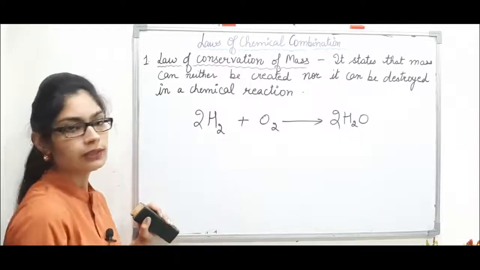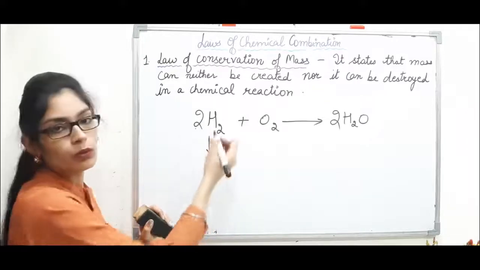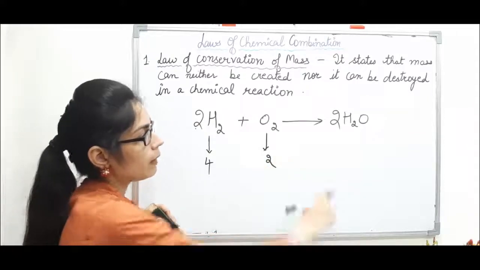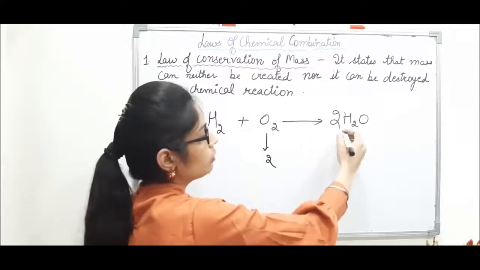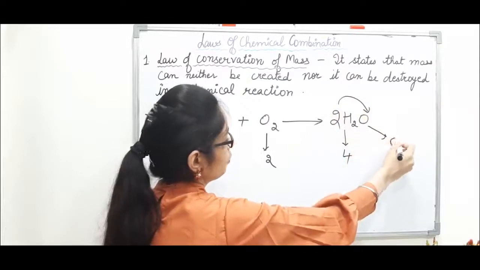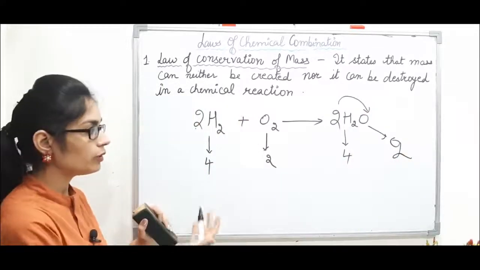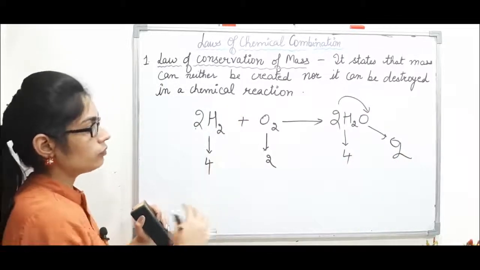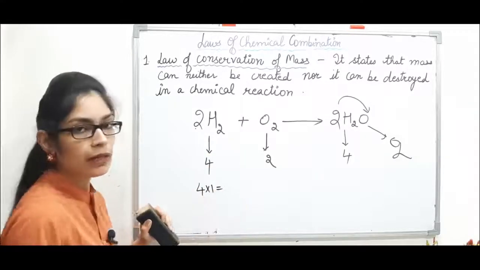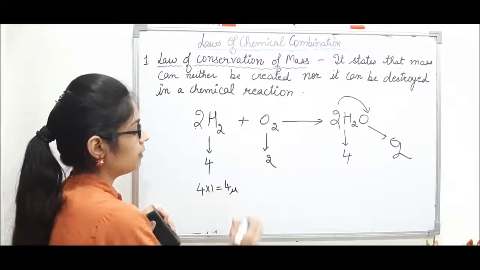Number of atoms: you can see the number of hydrogen atoms is 4, because 2 into 2 is 4. Number of oxygen atoms, 2 here. Number of atoms of hydrogen, again 4, and number of atoms of oxygen is 2. You can see the number of atoms is the same on both the sides. So you can check the mass also. Mass of 4 atoms of hydrogen will be 4 into 1, because mass of 1 atom of hydrogen is 1 U. So 4 into 1 will be 4 U.